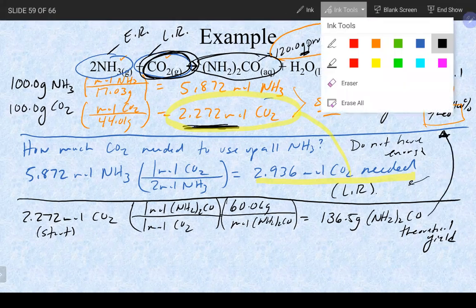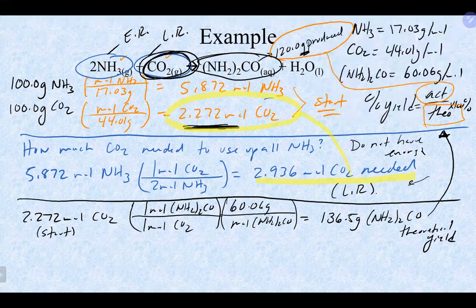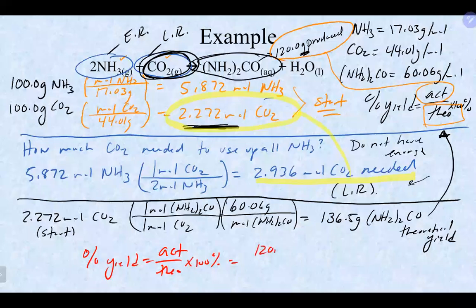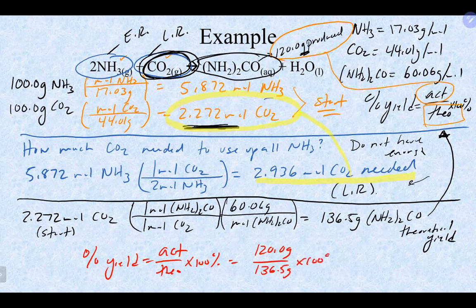Now to finish it up here, we can calculate our percent yield by taking our actual divided by our theoretical and times them by 100. That would be our actual, which was 120 grams divided by 136.5, which is our theoretical, times 100, will give us a percent yield of about 87.91. Not terrible. Percent yield in this case. First off, any questions on that calculation?